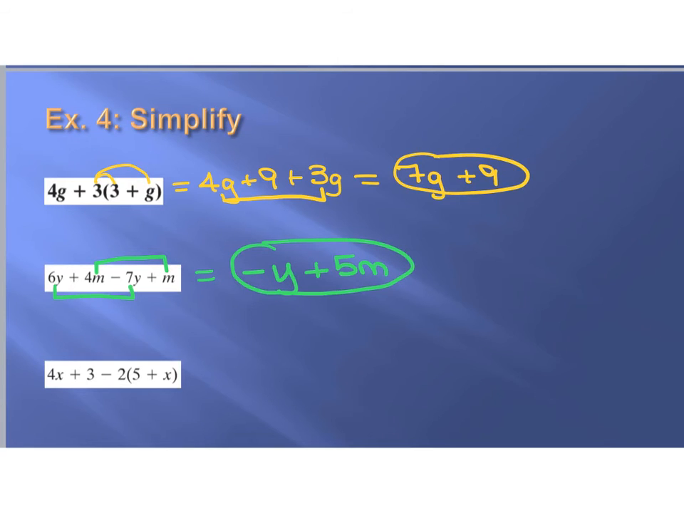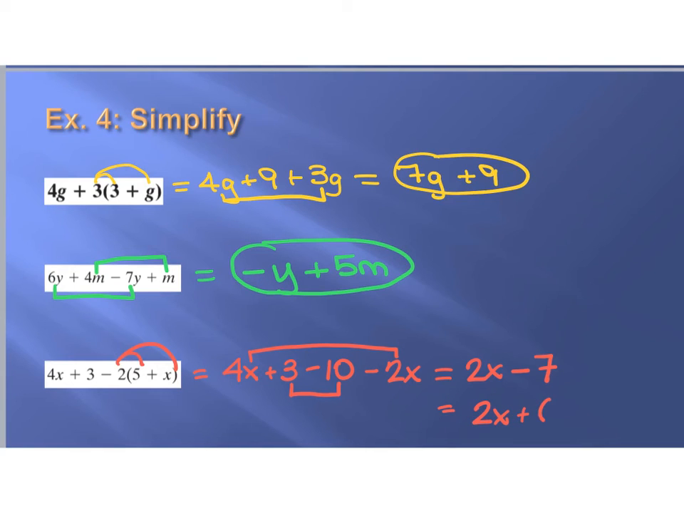And then for my last part, we have 4x plus 3 minus, so I have negative 2 times 5, which gives me minus 10. Negative 2 times x gives me a negative, or minus, 2x. So now I'm going to simplify. So 4x minus 2x will give me 2x. And then I have 3 minus 10, which gives me a negative 7. Or if you wanted to, you could write that as 2x plus a negative 7. Either one of these would work.